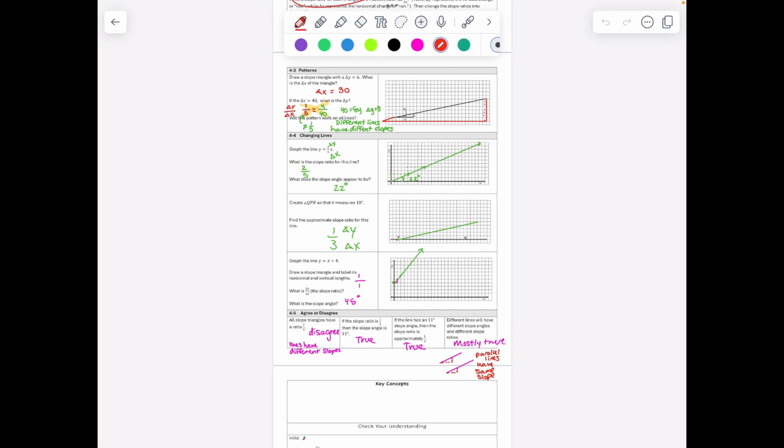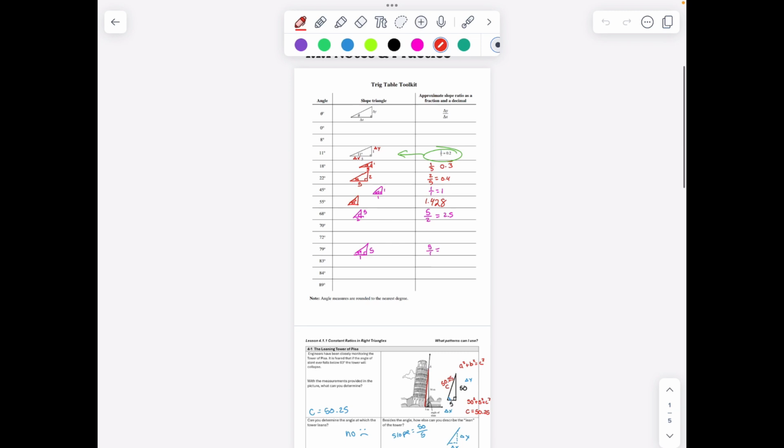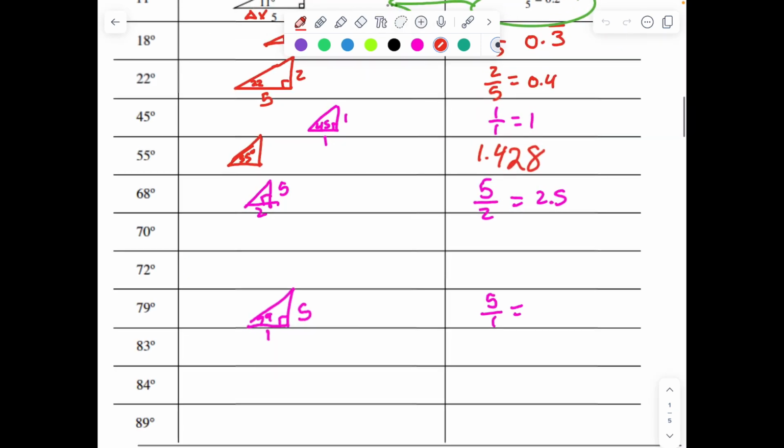For a 70-degree angle, that's going to be 2.75 roughly for 70 degrees.